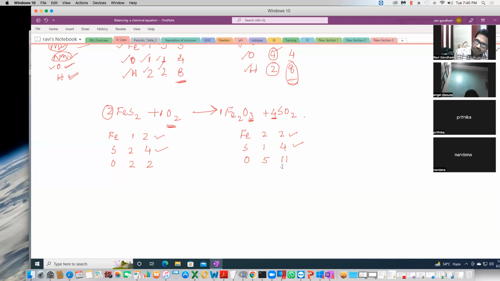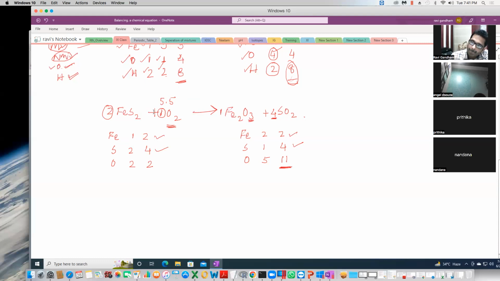What do you have here? Nandana, what is the number you have here? 11. You're clear with that number, all of you? Right. So now, to get 11 here, what is that coefficient that you need to multiply here? 5.5? All of you agree with me? We have reached a consensus that we have to multiply with 5.5 to get 11 here, because you have 2 here. 5.5 into 2 will make it 11 oxygen atoms.